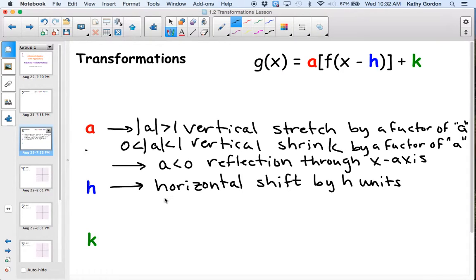So if h is positive, which way do we go? To the right. And if h is negative, then we'll be moving to the left. Okay, and then what about k? What effect does that k value have? Up and down. So it has a vertical shift.